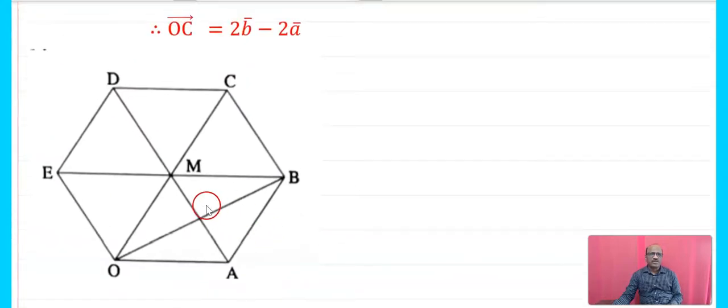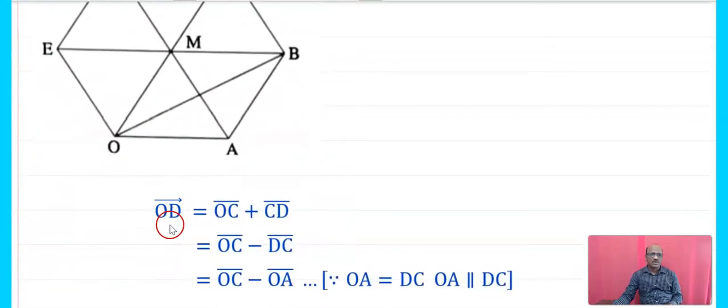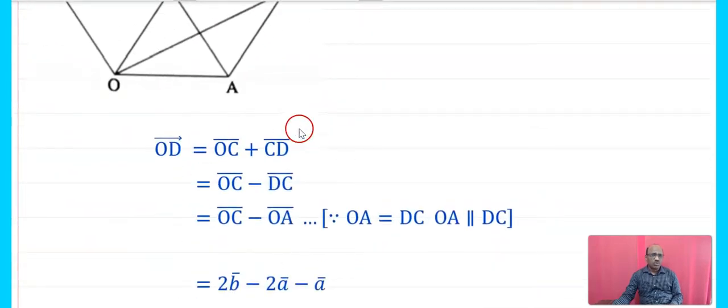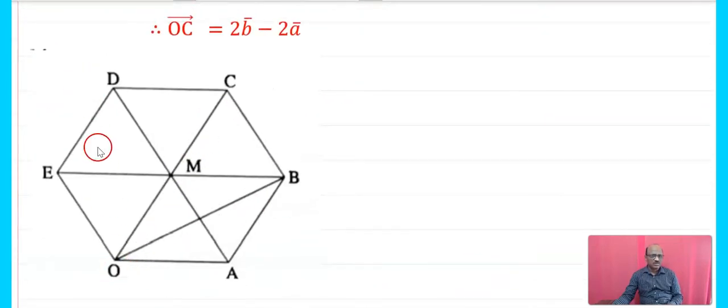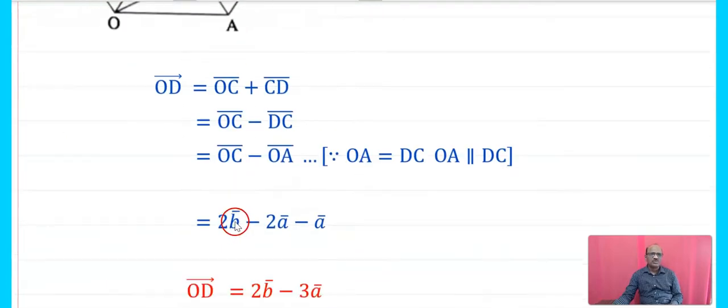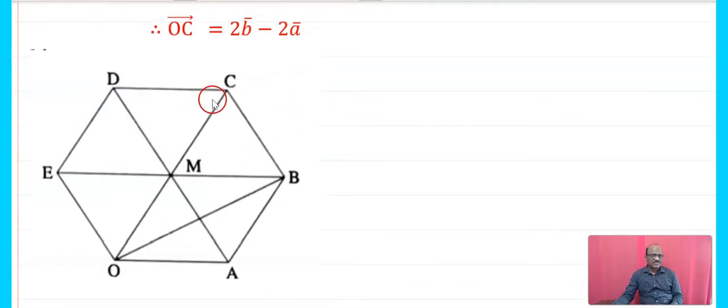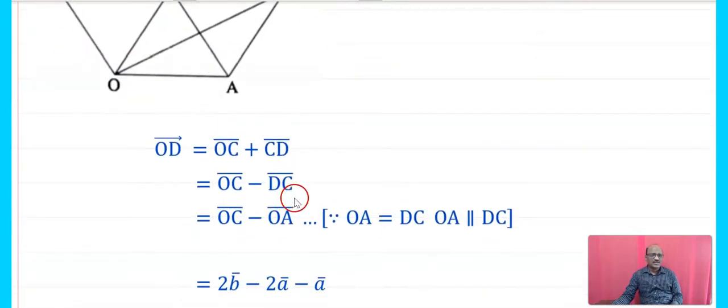Next we will find OD bar. This OD bar is equal to O to C and C to D. OC bar, keep it as it is, and CD. C to D is nothing but minus DC bar, and DC is nothing but OA bar, because OA bar and DC bar are parallel. Therefore OA bar is parallel to DC bar, and therefore they are equal.